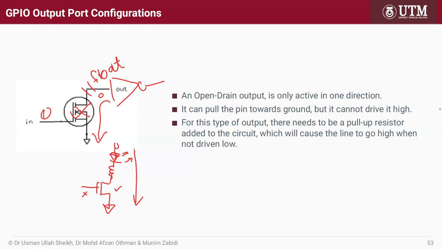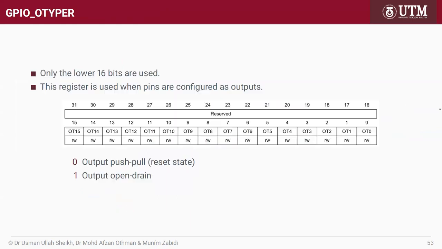So the open drain is only for output, not for input. It can pull the pin towards ground. So this pin can go to ground, but it cannot drive high because the high is caused by the VCC here. So for this type of output, there needs to be a pull-up resistor. Okay, so this is the pull-up resistor.